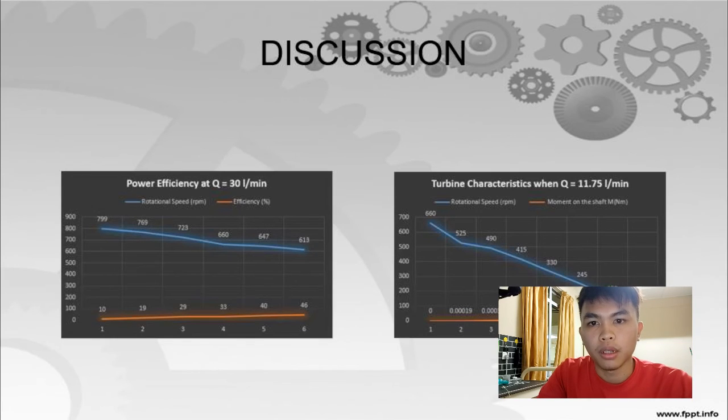Last one, from the graph we can see that the higher flow rate of water will give the higher power efficiency of the turbine. And that's all from me.